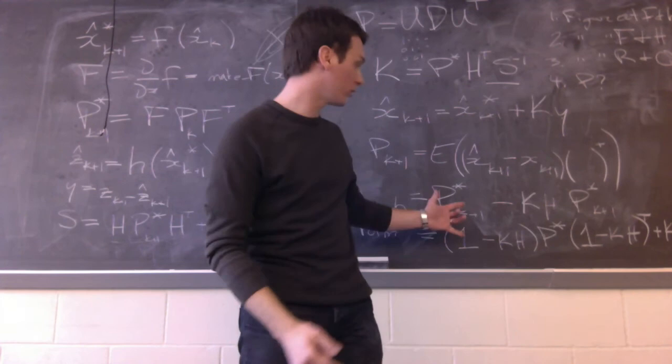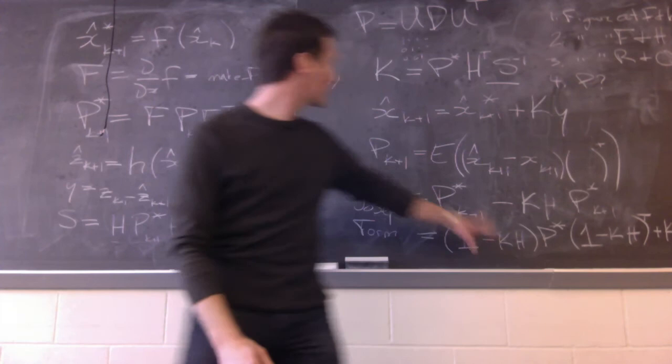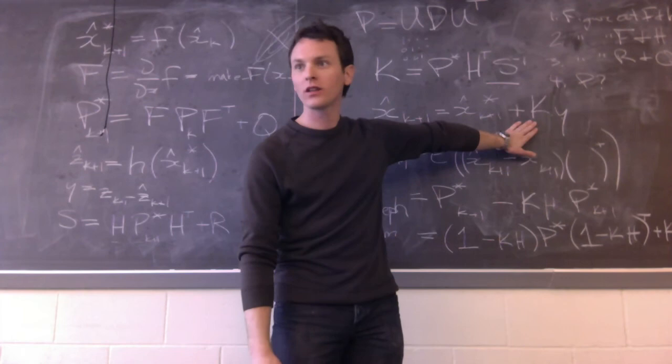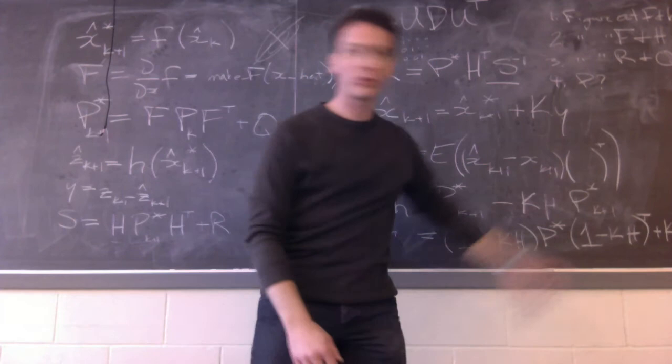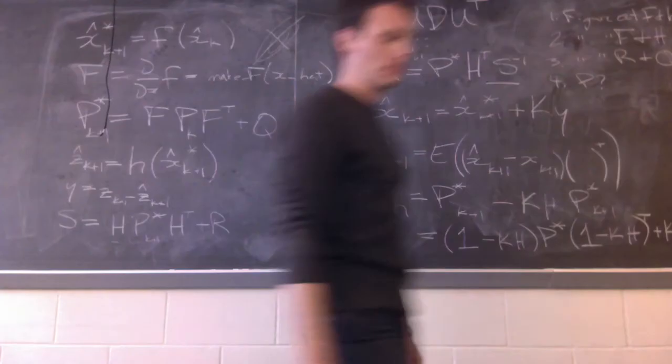This is right for any K. K doesn't have to have anything to do with Kalman filtering. This is true for any map that you do right here. So I could take a random K, run this equation. That would then represent my uncertainty associated with the updated X. That's definitely not obvious, but that's true.